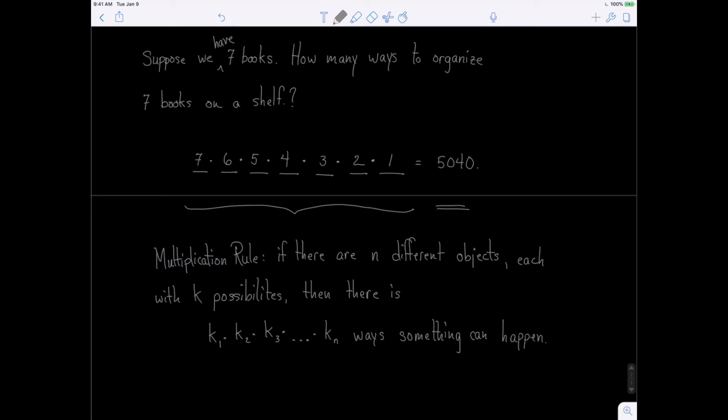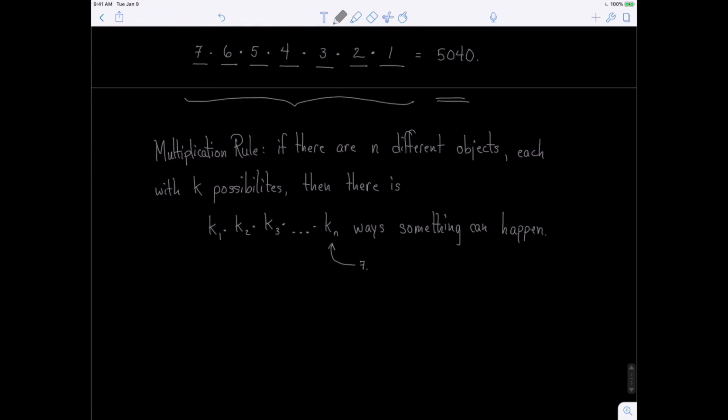So in this one, there's 7 different slots on the shelf, and so K1 would be the first slot on the shelf, of which 7 things could happen, and K2 would be the second slot on the shelf, for which 6 things could happen. Now, in the problem that we just looked at, our n was 7. That's the total number of places that we have to figure out. So for that bookshelf, there were 7 different things.